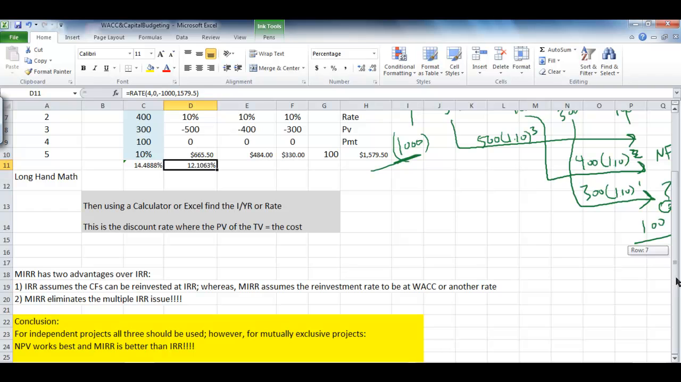So in conclusion, for independent projects, all 3 should be used. When I say all 3, I mean the NPV, the IRR, and MIRR. Now, net present value works best, and MIRR is better than the IRR. So I would always do the NPV first, and then if I'm going to do IRR, I always look at my modified IRR instead of my internal rate of return.